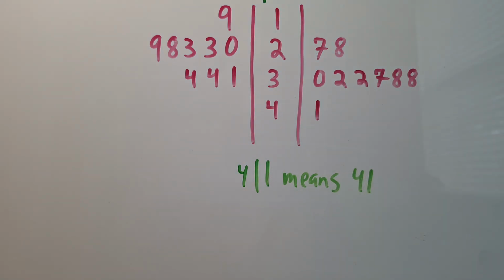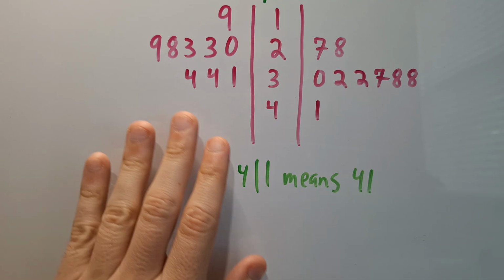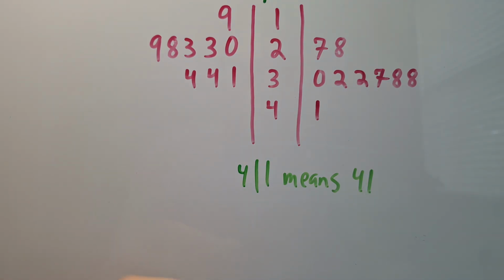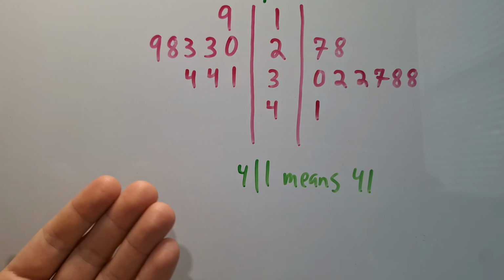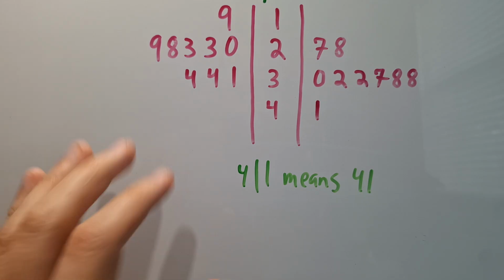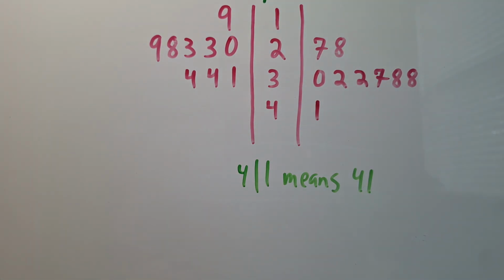They're not used too often, but I figured I'd just show you what they look like if you ever come across them and you're told to solve, like finding a mean or finding a mode, finding a range, given a stem and leaf plot, because it can happen, but it's not very common.